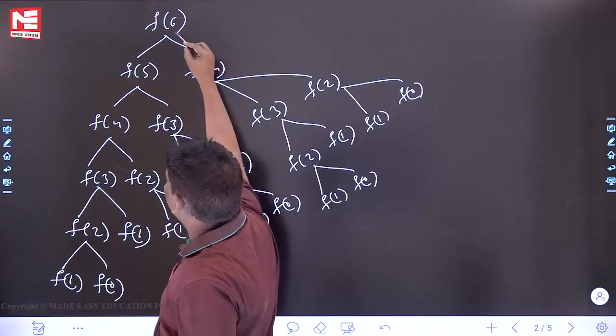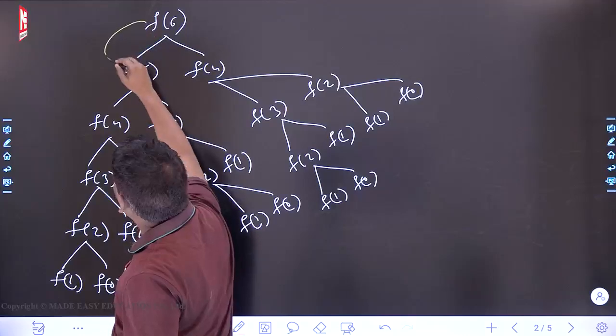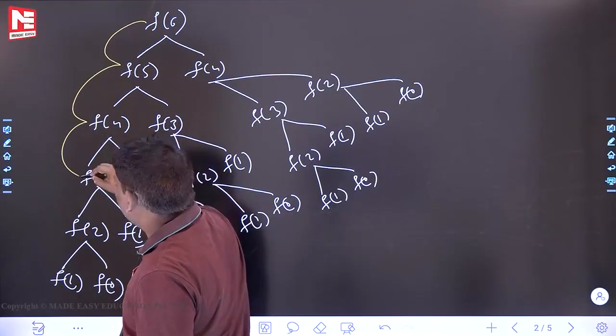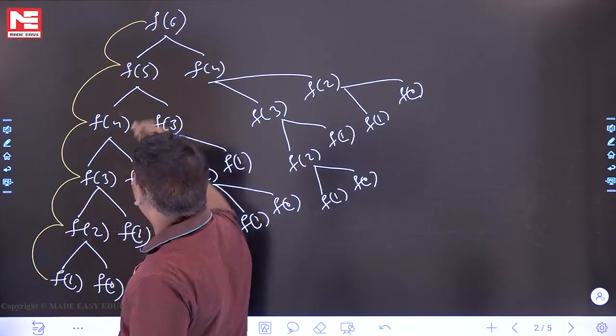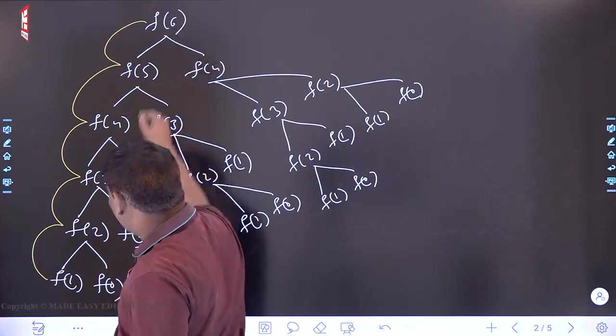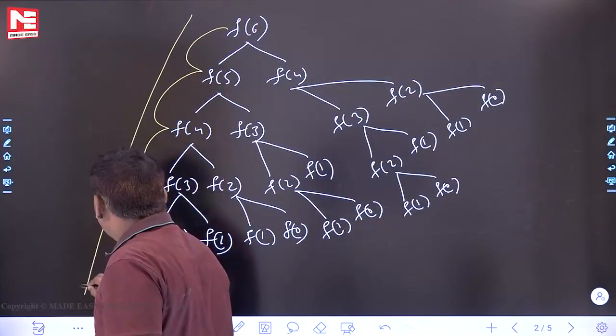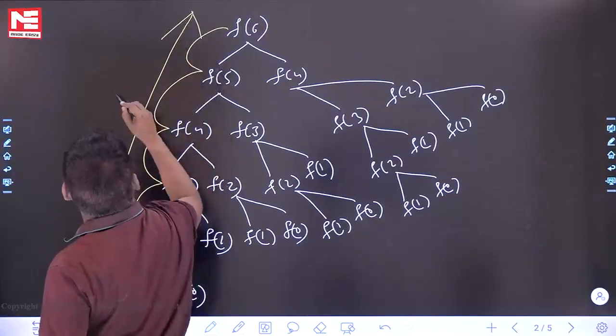If you observe clearly, 6 is calling 5, 5 calling 4, 4 calling 3, 3 calling 2, 2 calling 1. 6 calling 5, 4, 3 and so on. See this one, 6 to 1. How many levels? I think 6 levels. So a 6 level tree on the left hand side.